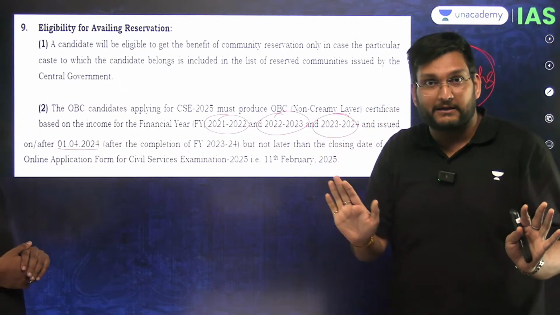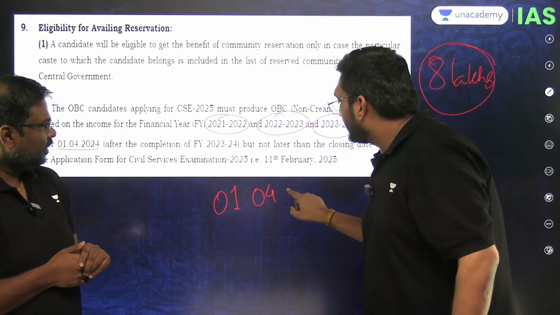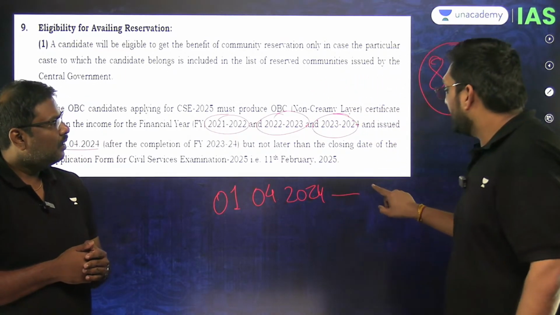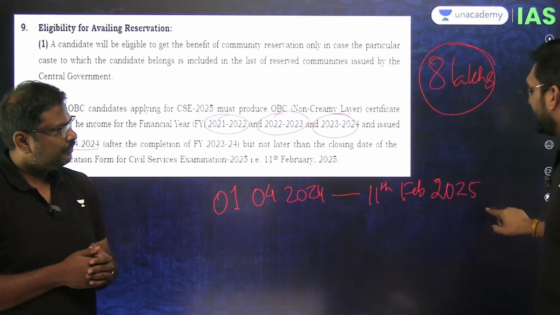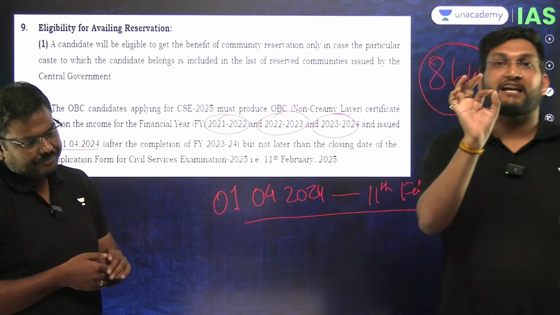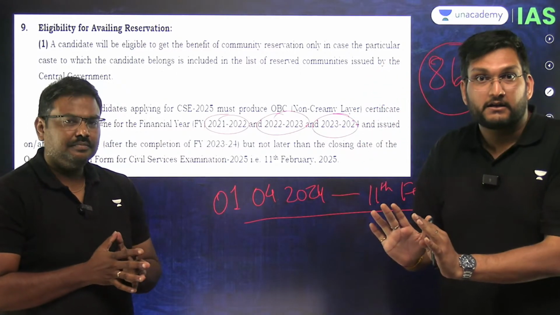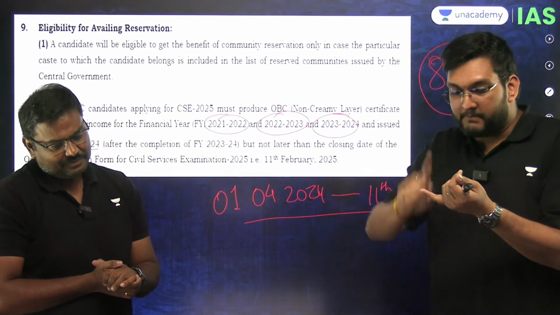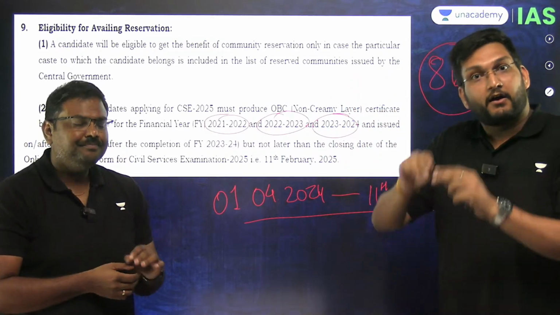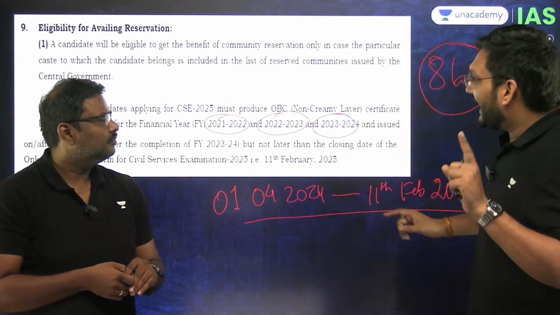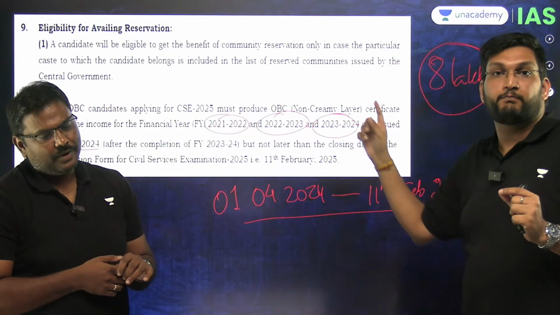Now UPSC is very clear about this. It should be issued between 1st of April 2024 till 11th of February 2025. Basically any certificate which has been issued last year after April is valid. Meaning, be it May, June, July, August, September, October, November, December, January, February. It is valid.